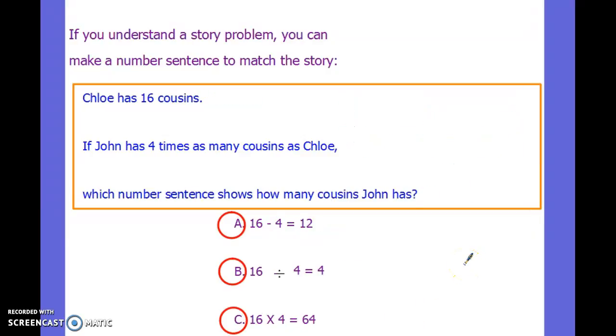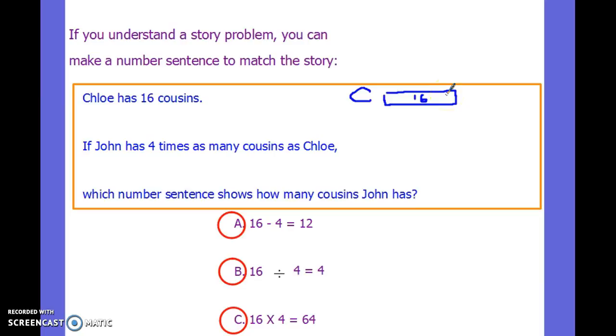If you understand a story problem, you can make a number sentence to match that story. For example, Chloe has 16 cousins. So if I represent Chloe with a bar, I'm going to put the number 16 in there, because she is one person and she has 16 total cousins.